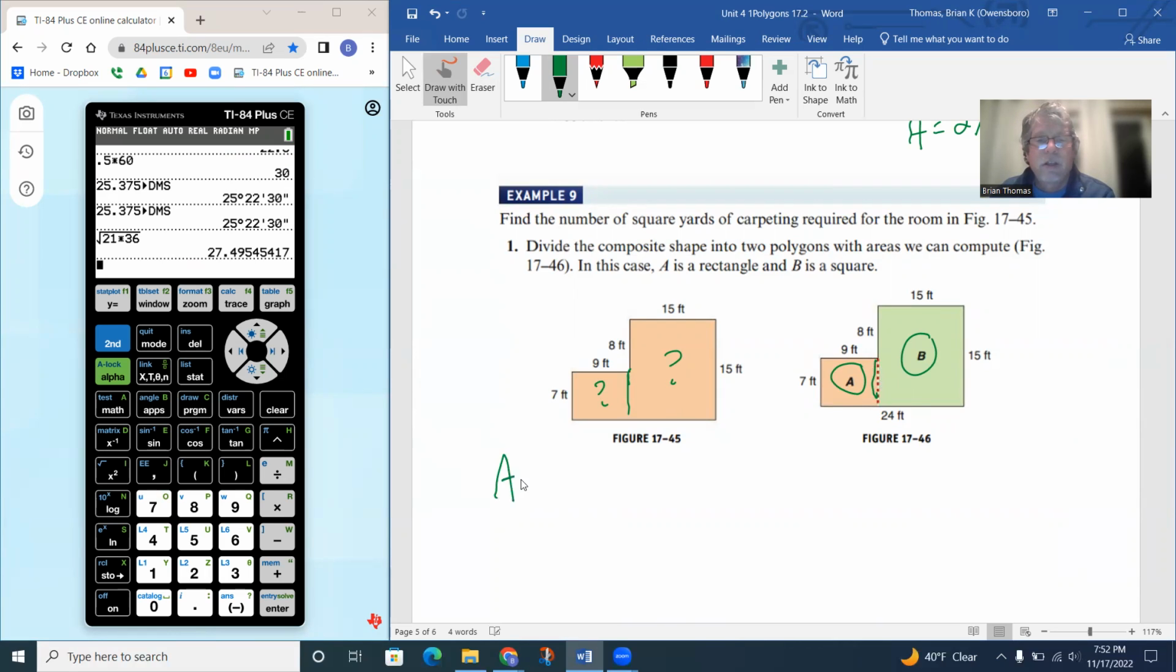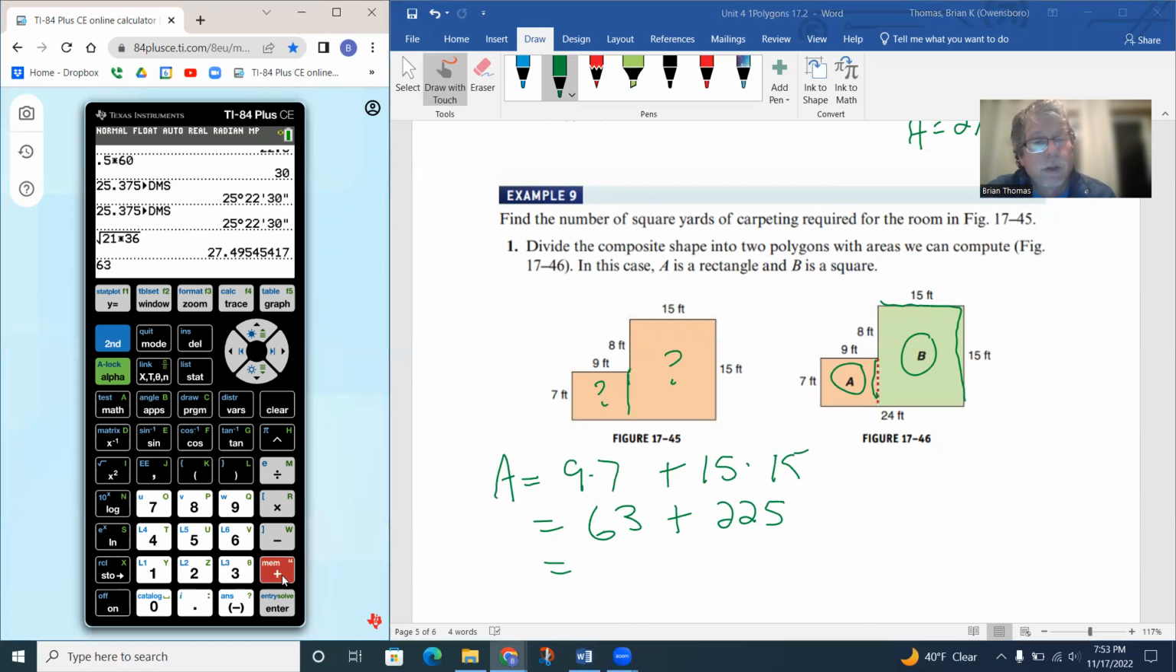So to find the area of our shape, it's going to be 9 times 7 to start with for that rectangle, plus this is going to be a 15 by 15 rectangle. So 9 times 7 would be 63, and 15 by 15 is 225. Then we have 63 plus 225. Or again, if you want, you can just type in 9 times 7 plus 15 times 15 into the calculator, since we're going to use it anyway.